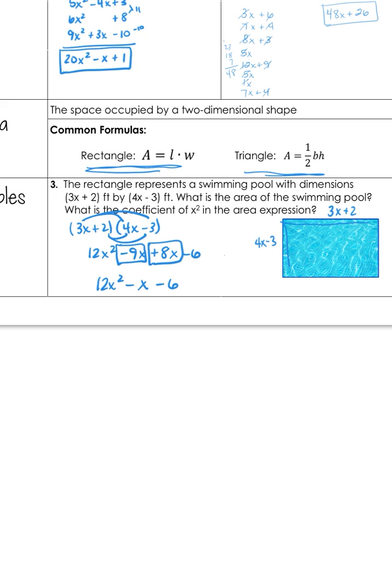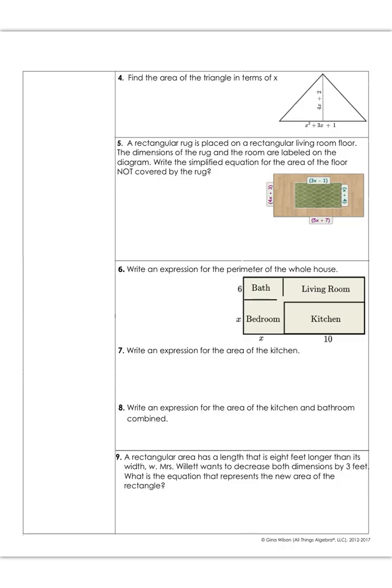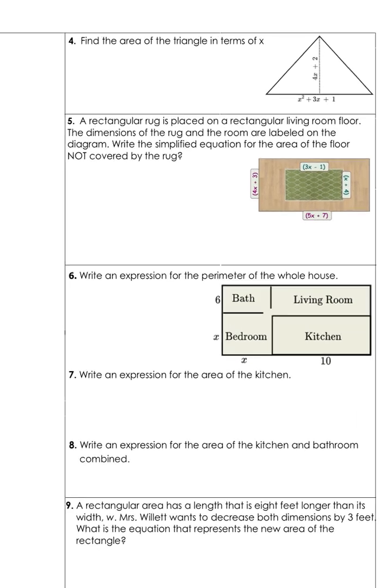Now the question actually is the area of the swimming pool is here, and then the coefficient of x squared. So that's what number is in front of x squared. And that's 12. So the other part to my answer is 12. So make sure you answer both things. All right, and so I'm just going to do a couple more of these.